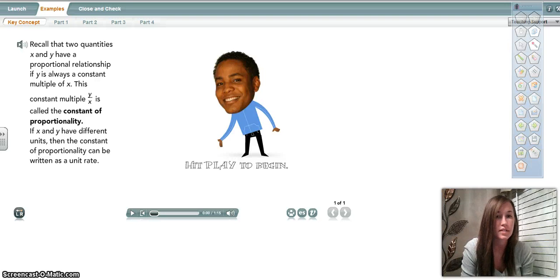Alright, this lesson is titled Constant of Proportionality. Recall that two quantities, x and y, have a proportional relationship if y is always a constant multiple of x. This constant multiple y over x is called the constant of proportionality. If x and y have different units, then the constant of proportionality can be written as the unit rate.